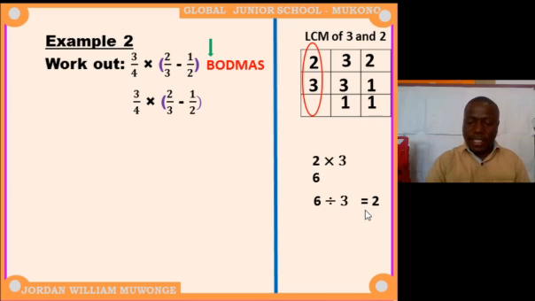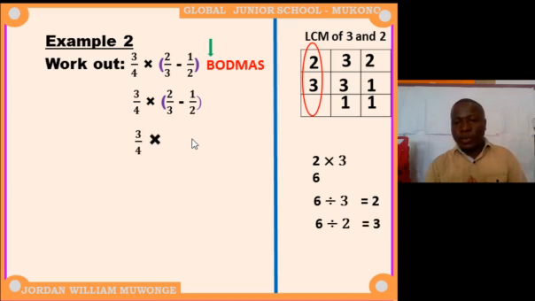And then, next step. Get 6 divided by 2. That's the second denominator. What do you get, boys and girls? Yes, you'll get 3. Good. You'll get 3. So after that, let's continue.